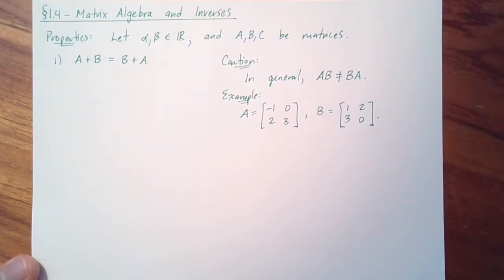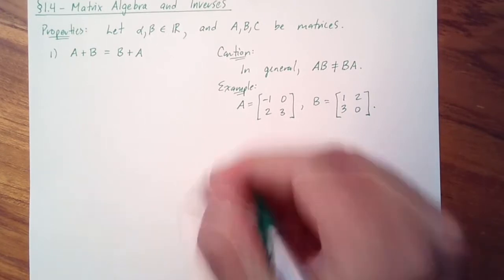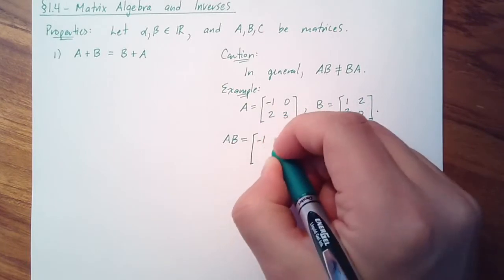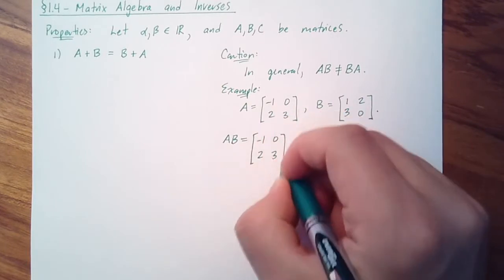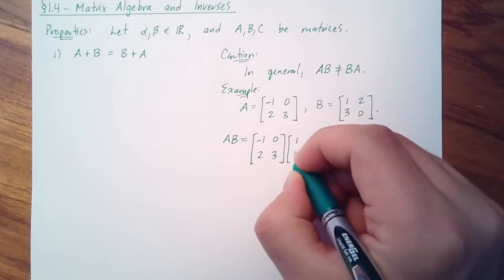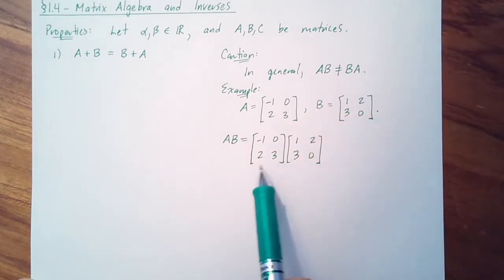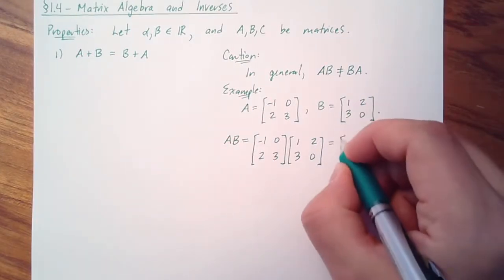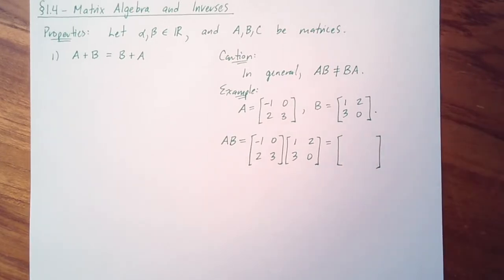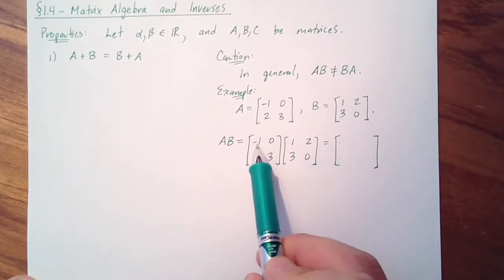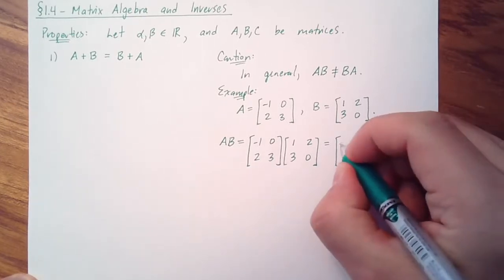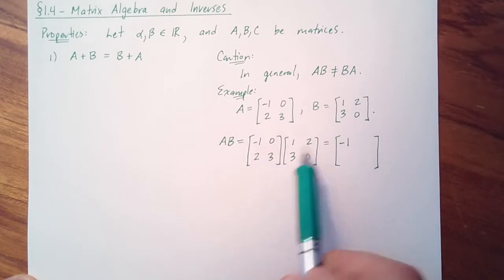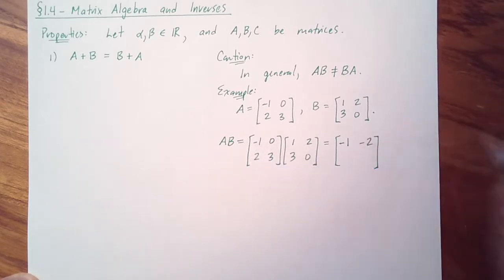Let's just calculate the products in both ways. If I calculate A times B, then I have A on the left and B on the right. So I have a 2 by 2 and a 2 by 2. The product is defined, and the result will also be a 2 by 2. Just to make room, now we can fill in the entries. The entry right here, I'm going to have -1 times 1 plus 0 times 3, so that's going to be -1. The entry right here, I'll have -1 times 2 plus 0 times 0, which is going to be -2.